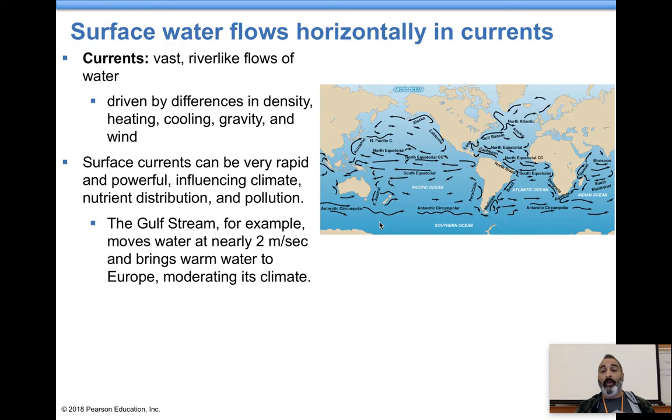Or let me go back. What drives currents? Well, anything that moves water is going to drive a current. Differences in density, horizontal, vertical, heating and cooling, makes water move, creates convection currents. Gravity pulls on the water, moves it. This is what tides do, they move the water. Wind, for example, moves the surface water. Okay.